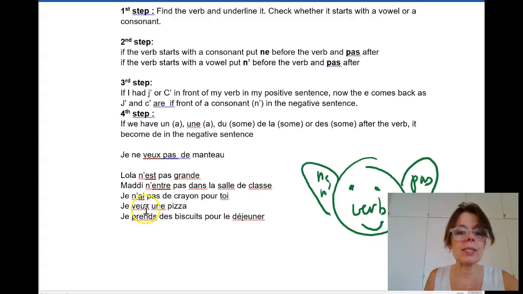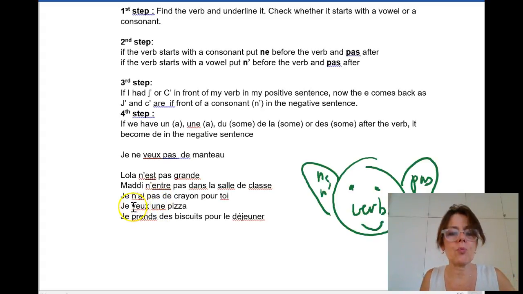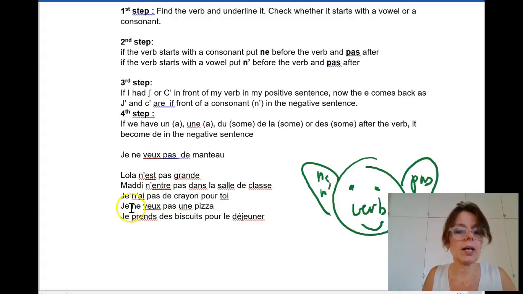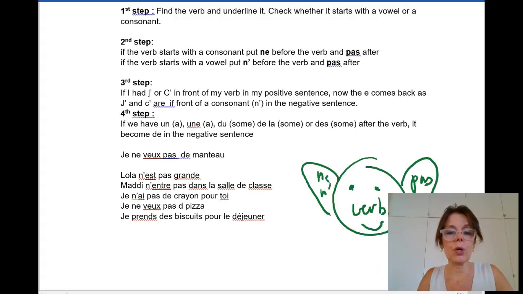Here we are. Next one. Je veux une pizza. Ah, veux, want. That's definitely a verb. I underline it. It starts with a consonant, put ne before. I put pas after. I don't have j apostrophe or c apostrophe in my sentence, but I have une, a pizza. I erase that and I put de. Here we are. Je ne veux pas de pizza.